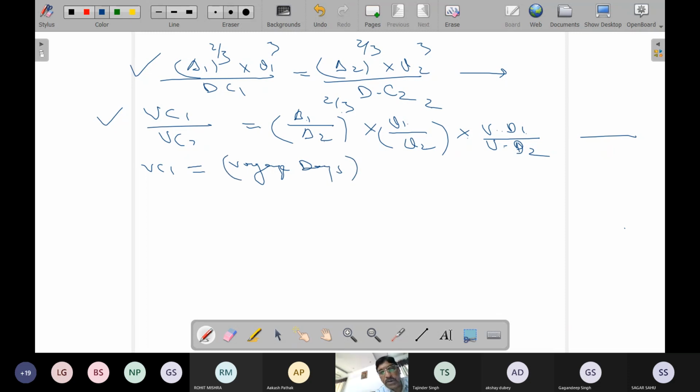Suppose it is a 10 days voyage and I am using 30 tons per day, so my voyage consumption will be 10 into 30, 300 tons. So voyage consumption is voyage days multiplied by DC1, daily consumption.